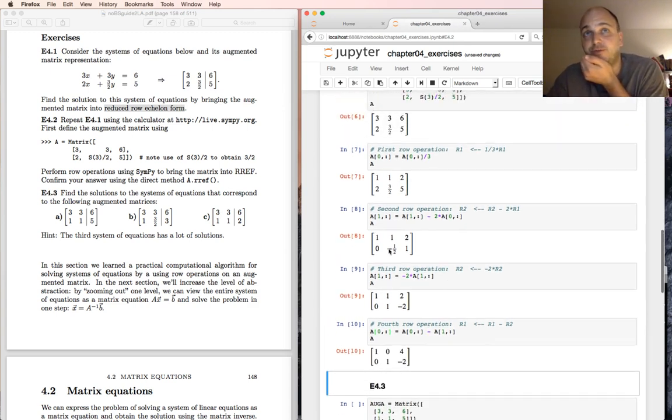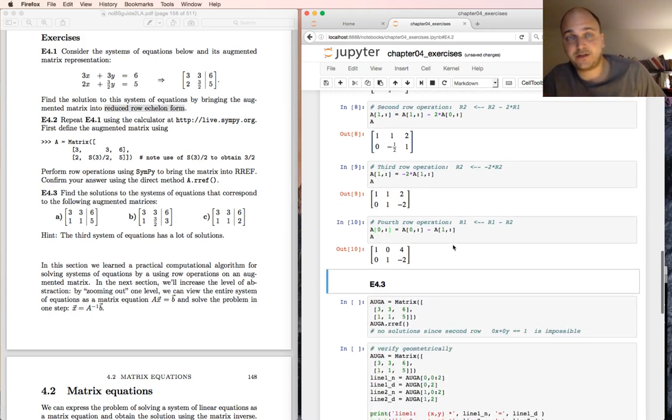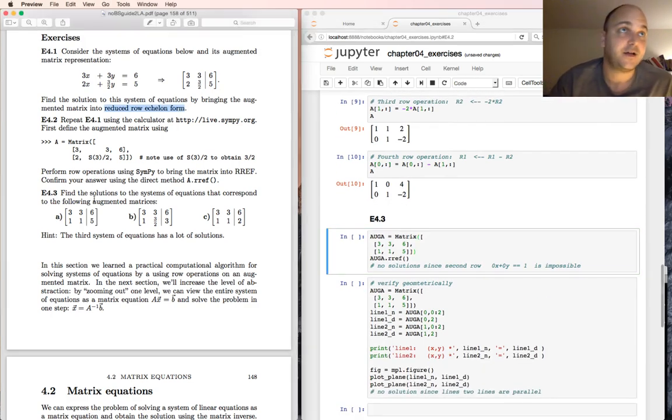How did I know which row operation to do exactly, and what was the procedure I was following? I was following the Gauss-Jordan elimination procedure. I won't explain it any further because we don't have time. Now, in exercise 4.3, it's very similar to the 4.1, but now we'll explore the other edge cases.